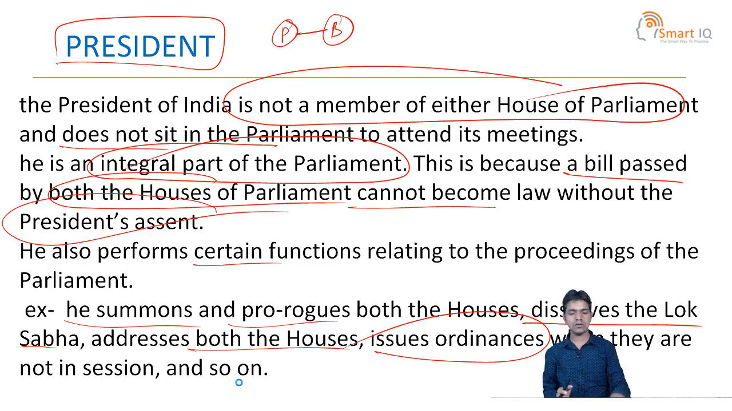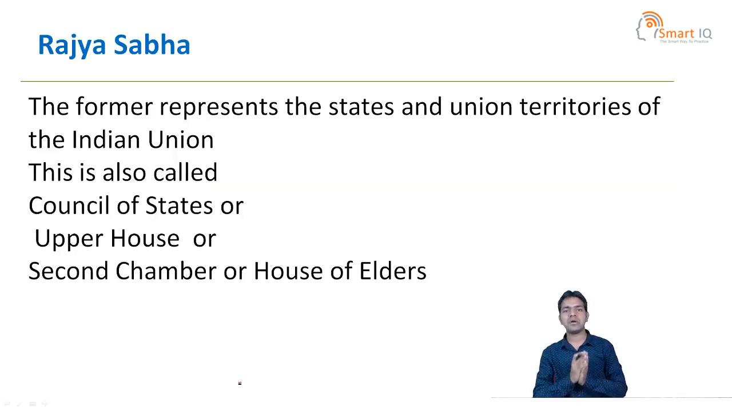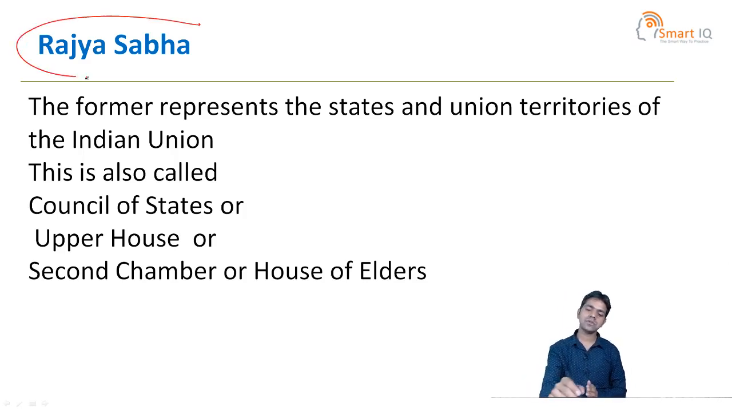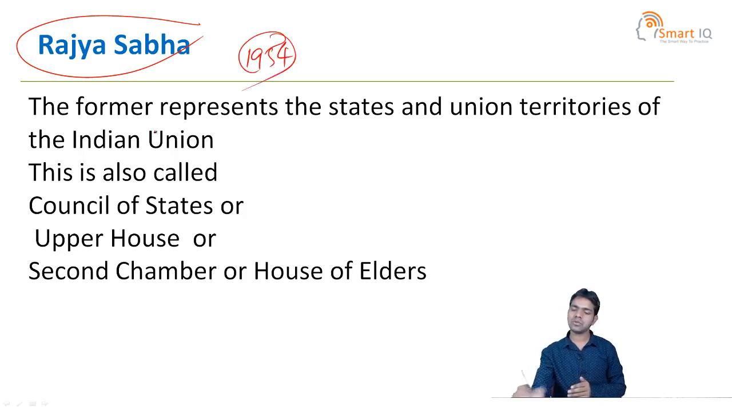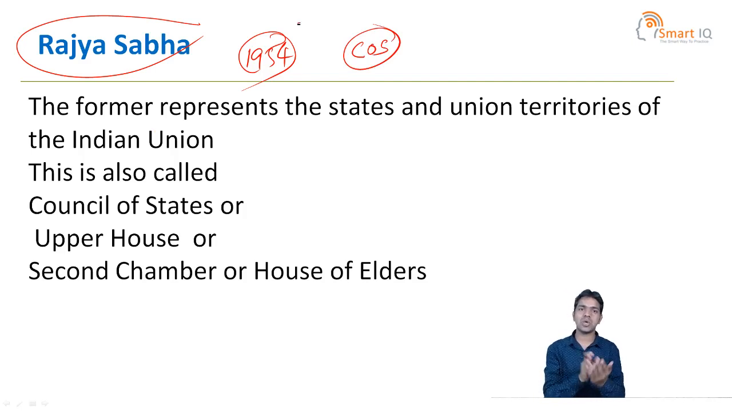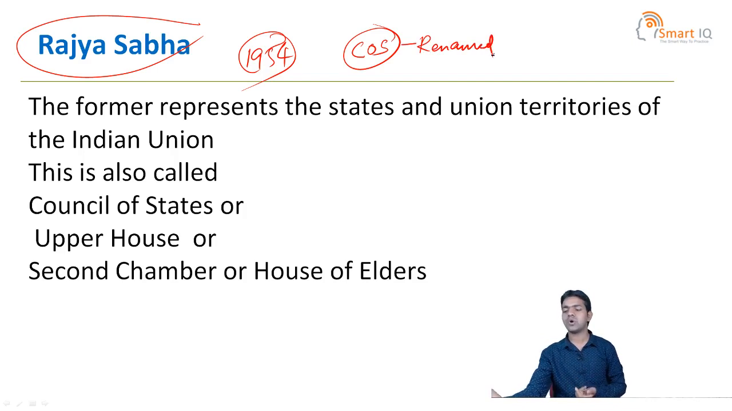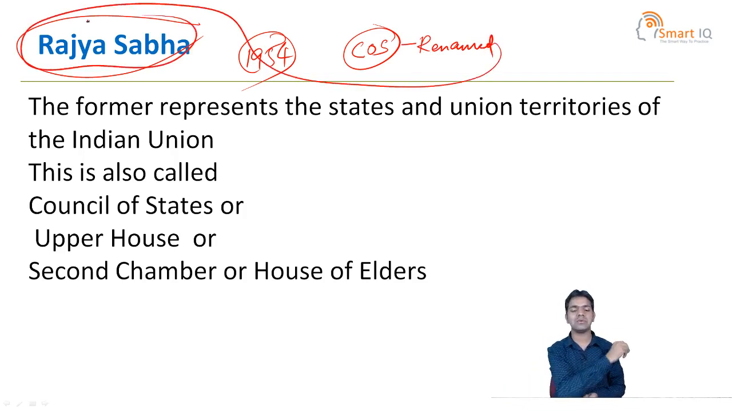Okay, the next very important part is Rajya Sabha. Before 1954, the Rajya Sabha was called the Council of States. After 1954, the Council of States was renamed with the Hindi term Rajya Sabha.